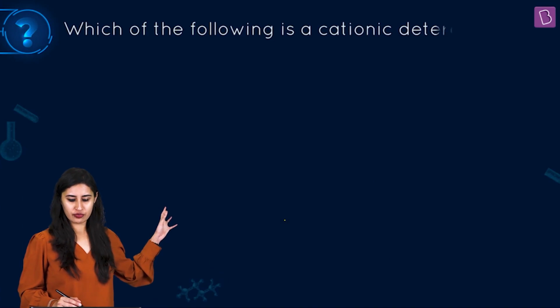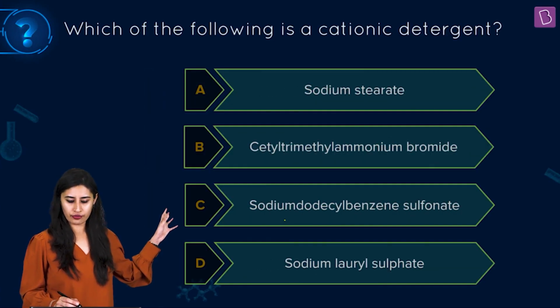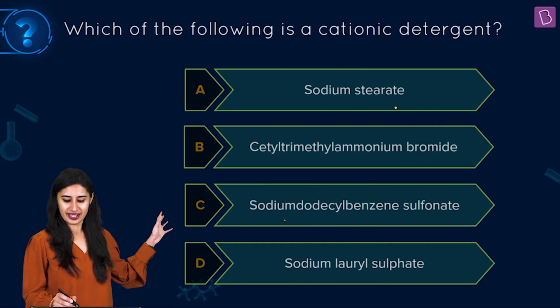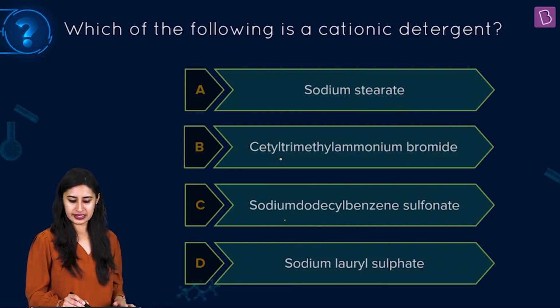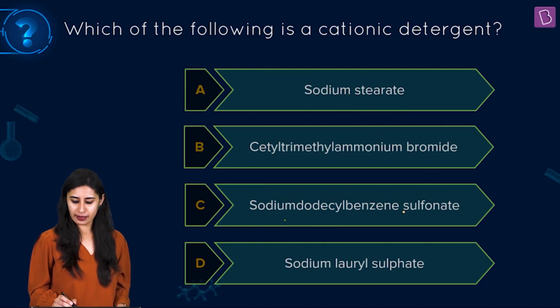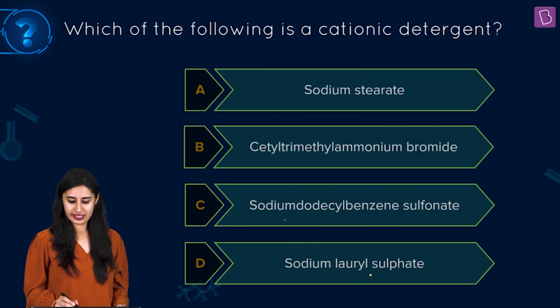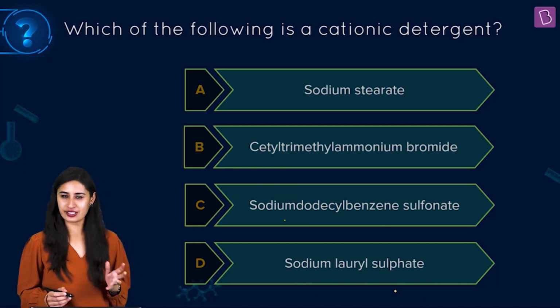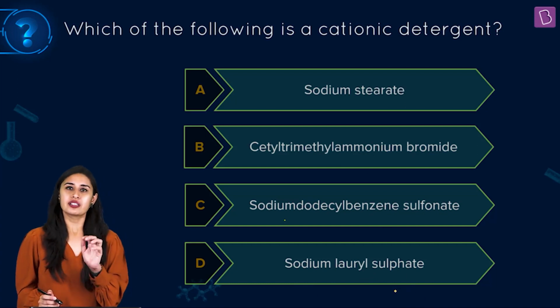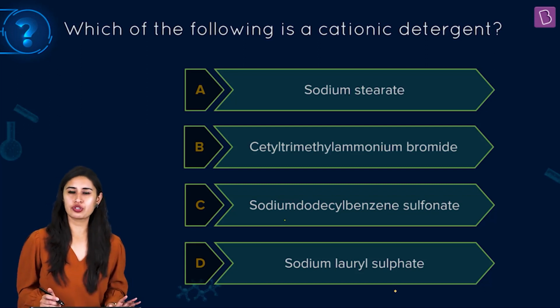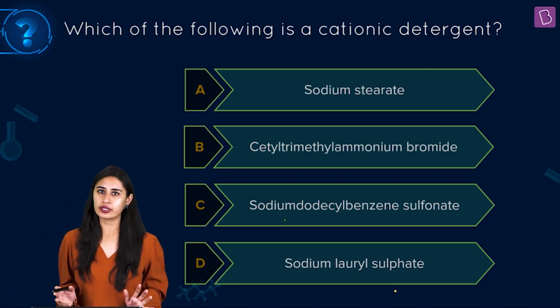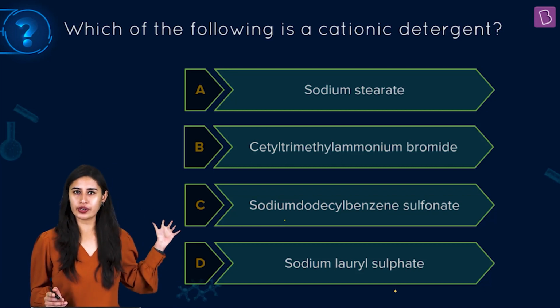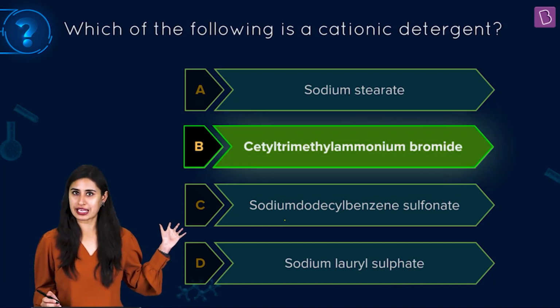So, question was simple. When I talk about this question, which of the following is a cationic detergent, I am sure you've already realized the right answer to it. Is it sodium stearate? No. Is it cetyl trimethyl ammonium bromide? Yes. Is it sodium dodecyl benzene sulfonate? No. Is it sodium lauryl sulfate? No. It's a non-ionic detergent rather. So the right answer is, of course, you've already understood. But before I proceed to the next question, let me tell you one very important thing. The right answer you've already understood is nothing but option B.